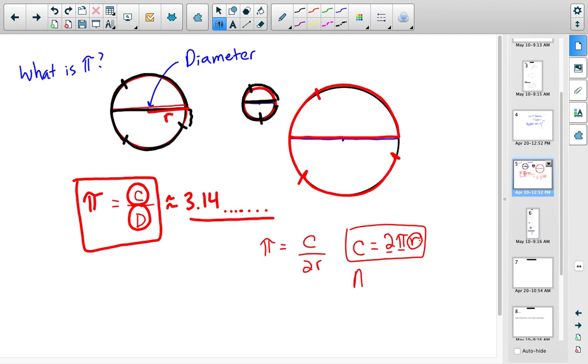For area, I won't derive that formula, but that is pi, again a constant, times my radius squared. Right? And that is my formula for area. But I think it's interesting just to know how we think about pi. Pi is just a ratio. Let's try a few.